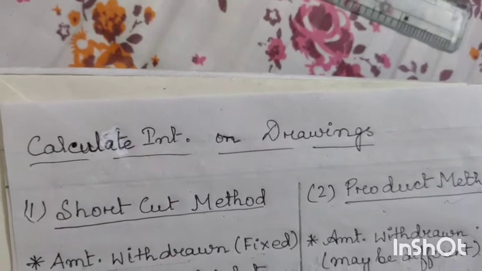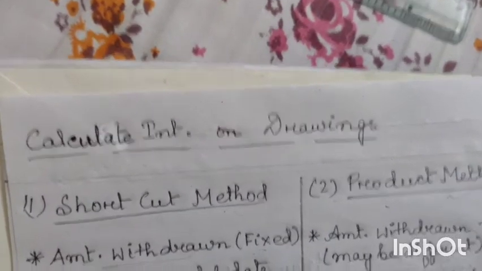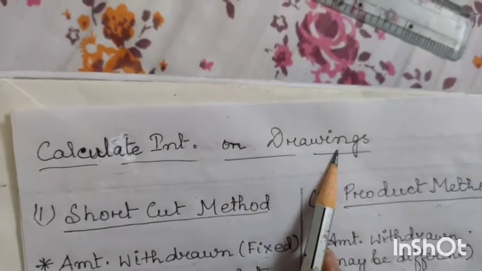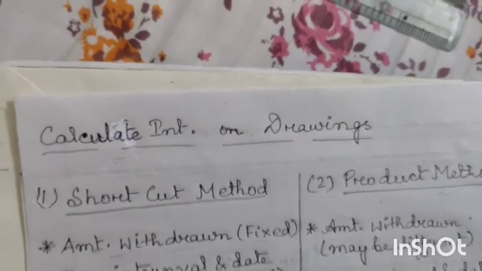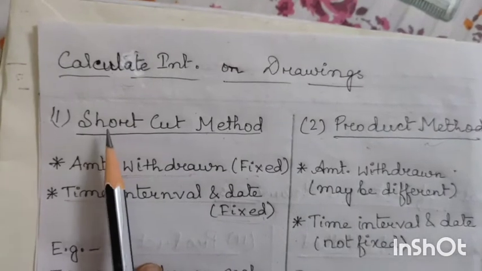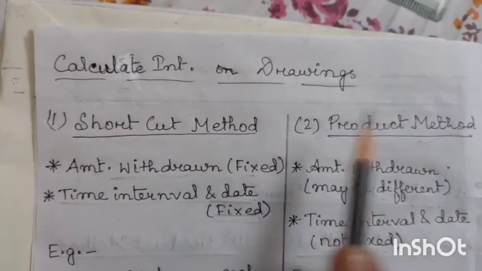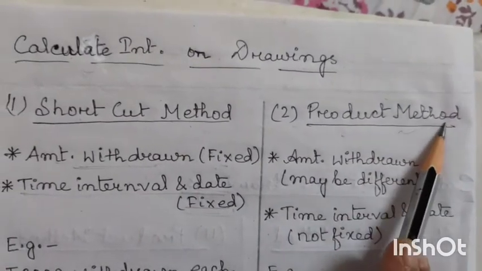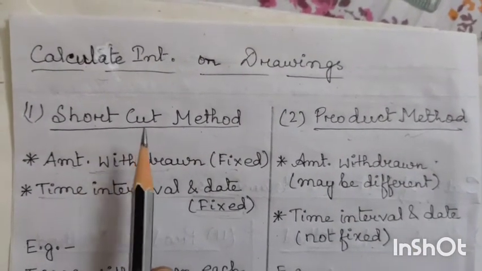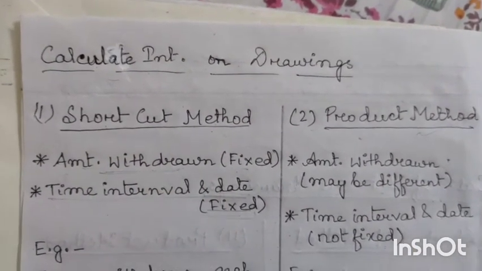Okay students, today we will learn to calculate interest on drawings. Now to calculate interest on drawings, as you can see, I have mentioned there are two methods. One is the shortcut method, another is the product method. Now what is the difference between these two methods?